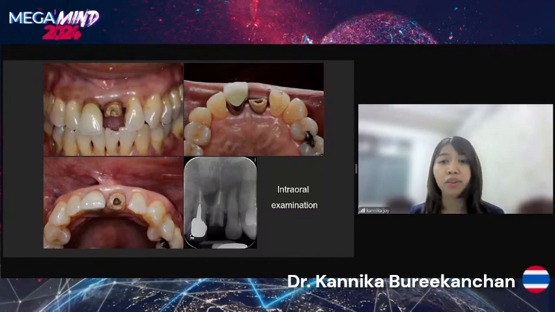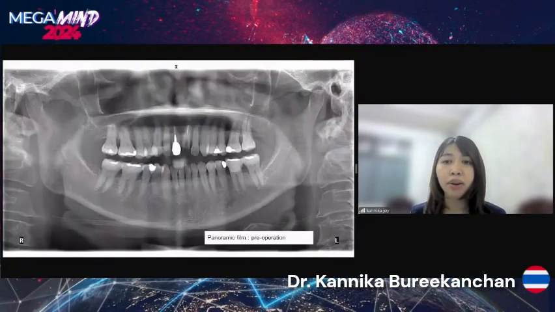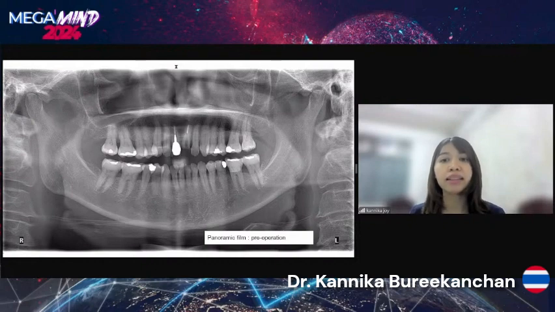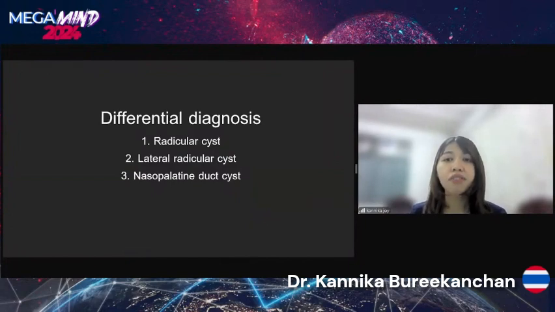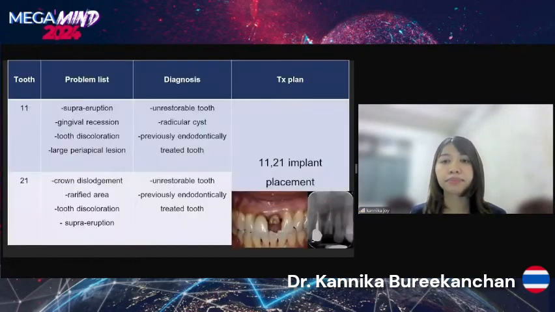The lower picture shows a radiolucent area between tooth 11 and 21. The panoramic film shows good contrast, symmetrical condyle, a radiolucent area between tooth 11 and 21 in maxillary bone, no positive pathology in mandibular bone. From clinical examination and radiograph of the upper central incisor, a differential diagnosis can be made as follows: 1. Radicular cyst, 2. Lateral radicular cyst, and 3. Nasopalatine duct cyst. However, a biopsy must confirm it.